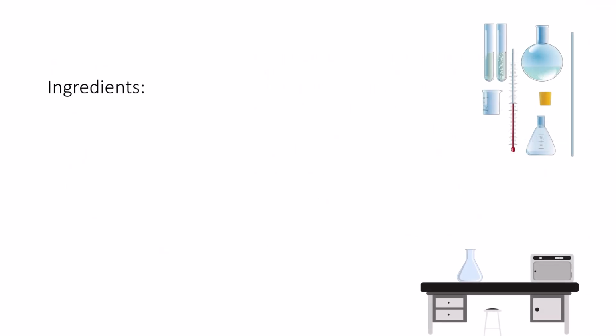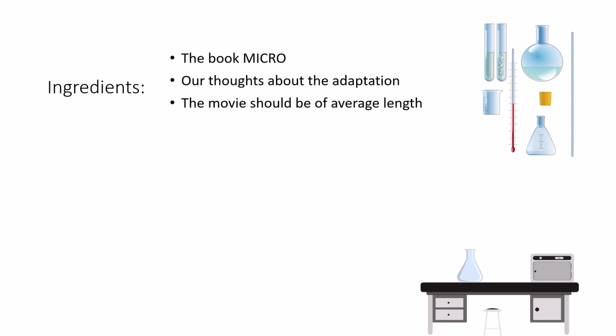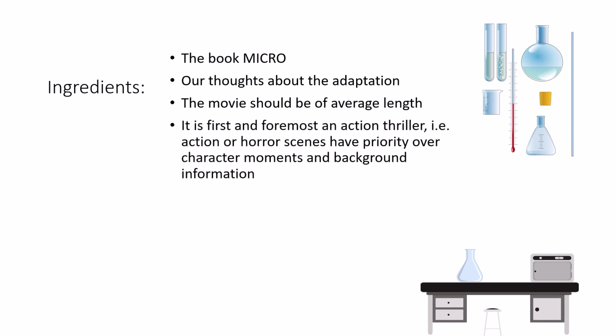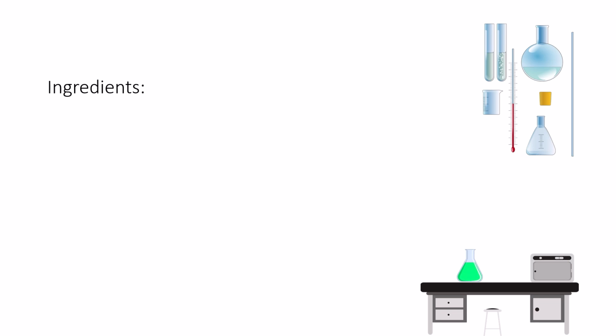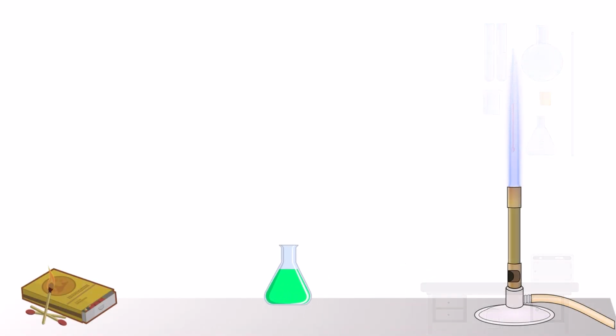Okay, that should be a lot to work with. Let's put our list of ingredients together. The book Micro. Our thoughts about the adaptation. The movie should be of average length. It is first and foremost an action thriller, i.e. action or horror scenes have priority over character moments and background information. We let the mixture cook for a while and then have it analyzed. The story should be ready momentarily.